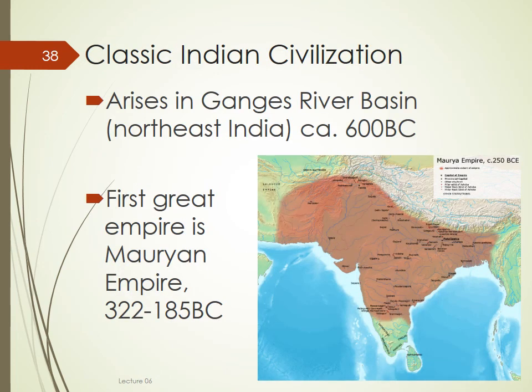Almost 1,500 years later, about 600 BC, large cities and states once again began to develop in South Asia, but this time in northeastern India, in the Ganges River Basin. In the 3rd century BC, the first great classical Indian empire arose there, the Mauryan Empire. This marks the beginning of a new phase of Indian civilization, but one beyond the scope of this course.